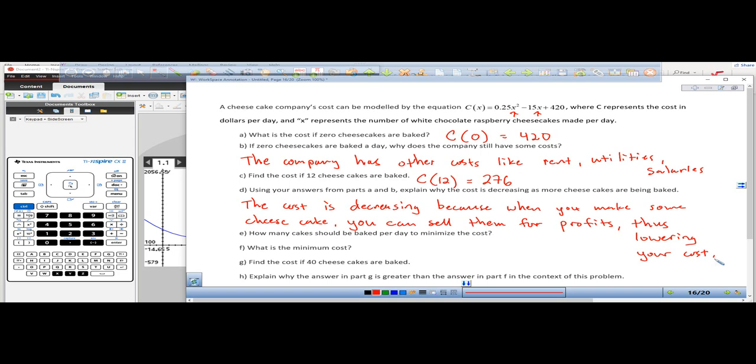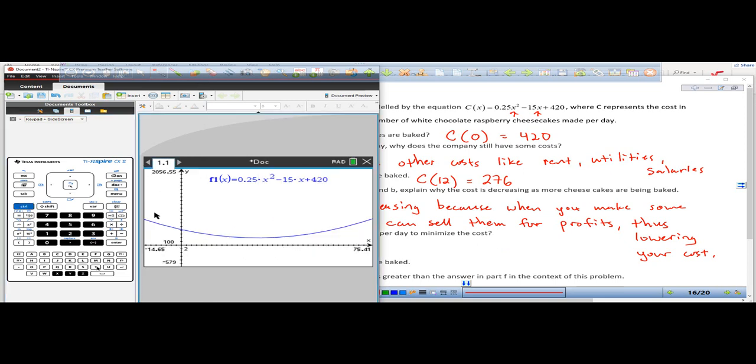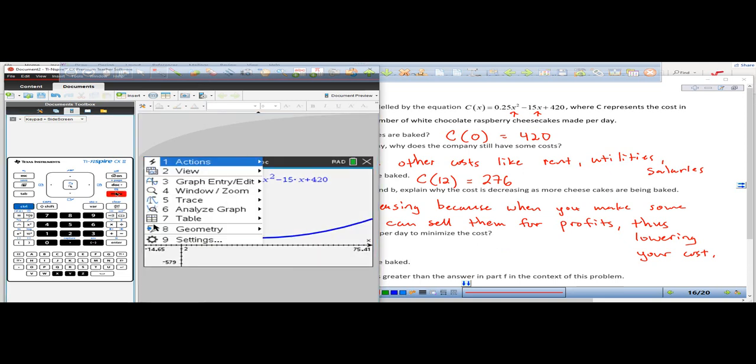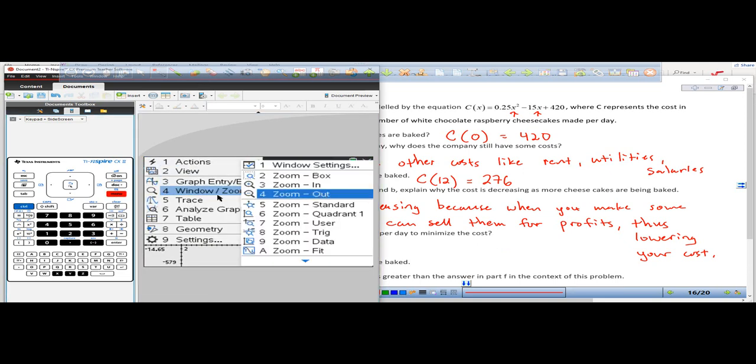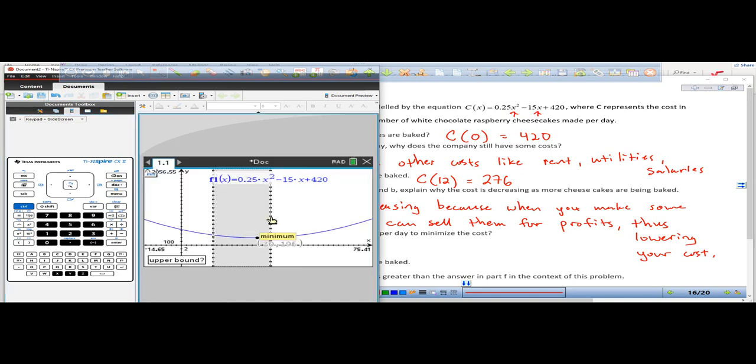Part E. How many cakes should be baked per day to minimize the cost? If you want to get the lowest cost possible, going back to the graph, let's get out of the table here. We go to Control T. We want to find the minimum value here for the cost. So we go to Analyze Graph, Minimum, highlight over the lowest part. So we get our value here.